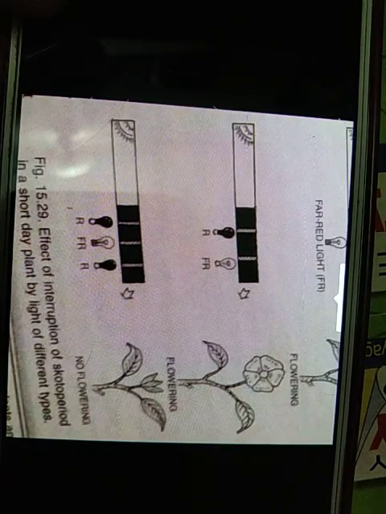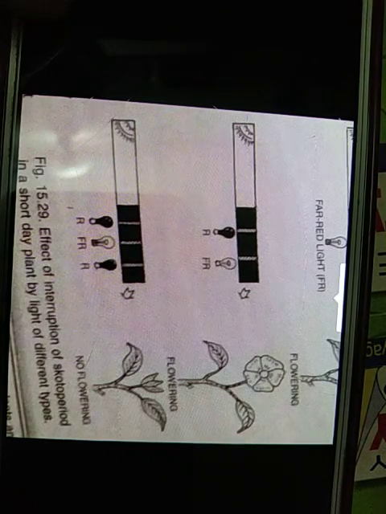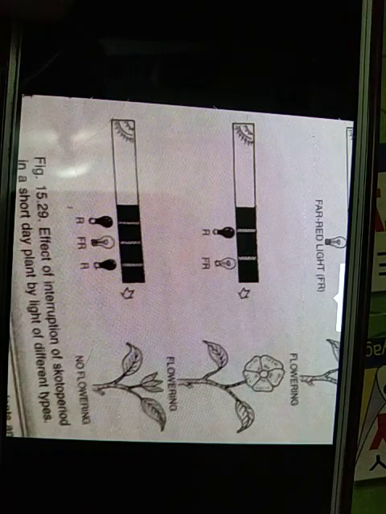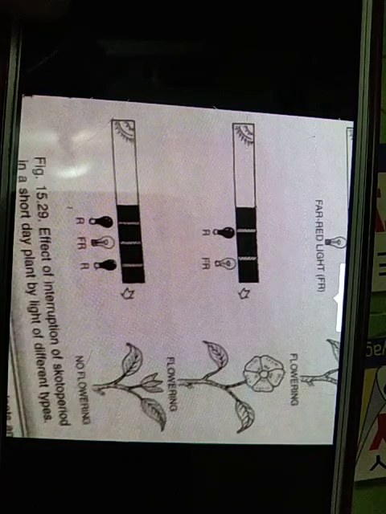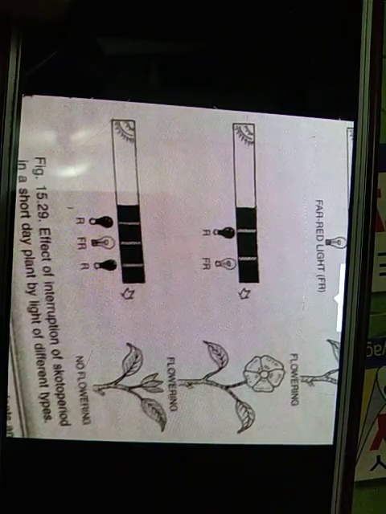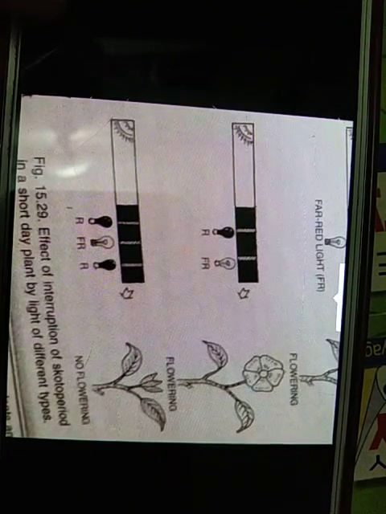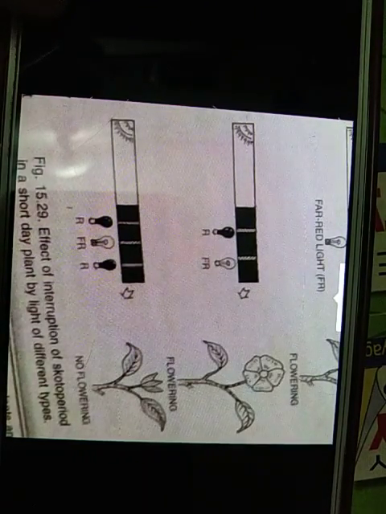The red light effect can, however, be prevented by immediately providing far red light. Red and far red exposures given in succession show that the plant response is determined by the last exposure. It is therefore clear that the photoperiodic response is mediated by phytochrome, which shows reversible change in the red, that is 660 nanometer, and far red, that is 730 nanometer wavelength.